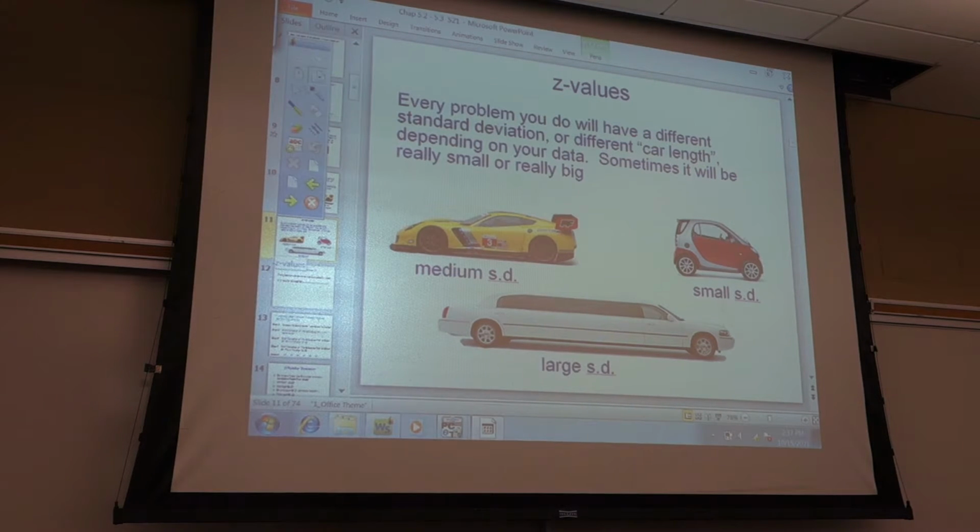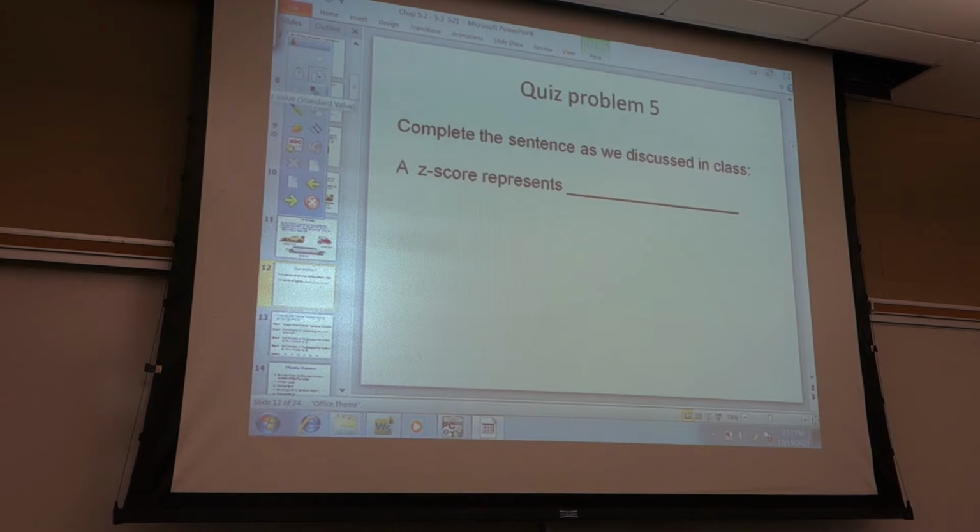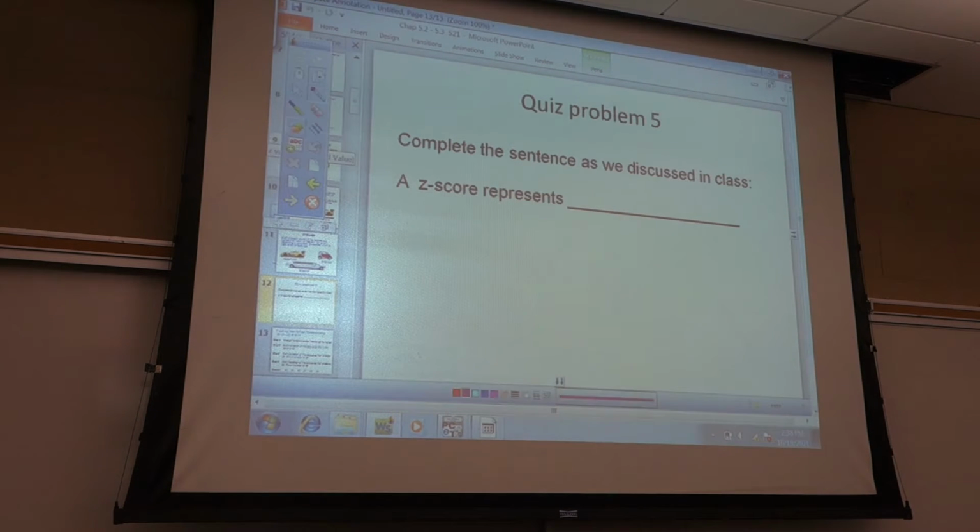Okay, so your quiz problem number 5 was this one here. If you did not write it down, do it now. A Z-score represents the number of standard deviations, you can make it SD if you want, S dot D, a value is above or below the mean. So everybody write that down.